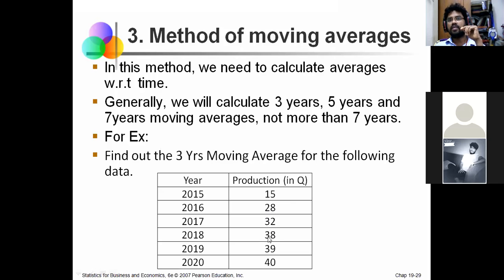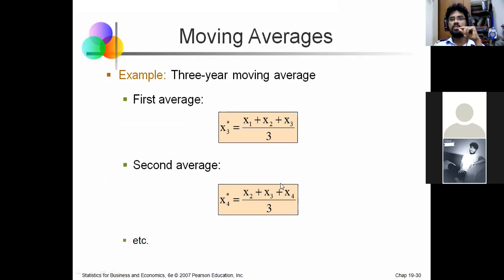Then we have to calculate over 3 years. First, we average the first three values. Then we leave out the first value, and we consider the next three: 28, 32, 38. Then we calculate the average. I will show you one by one. So we should follow like that, and so on.